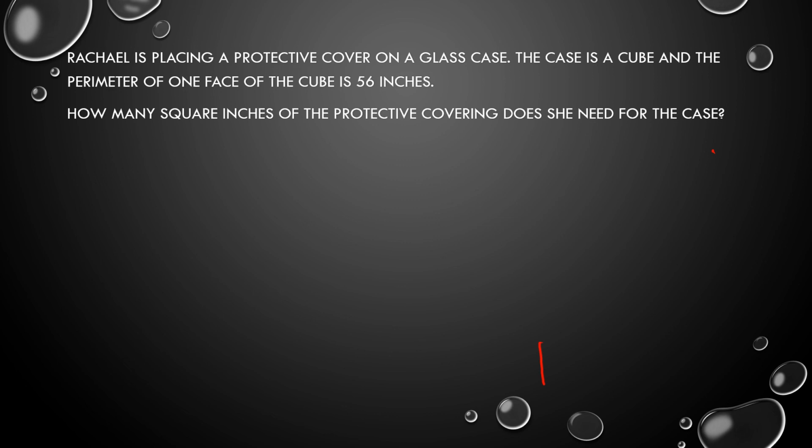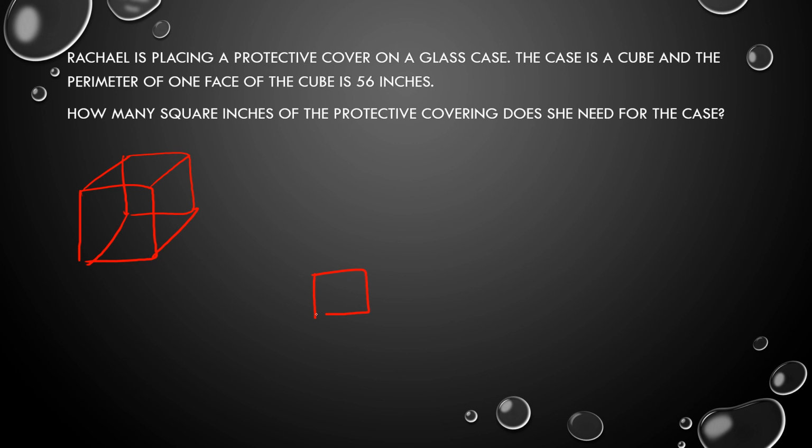Alright, last example here. So Rachel is placing a protective cover on a glass case. The glass case is a cube and a perimeter on one face of the cube is 56 inches. How many square inches of protective covering does she need for her case? So here is her cube. And I know that the perimeter of one of my faces is 56 inches. Now perimeter, remember, is all 4 sides added together.